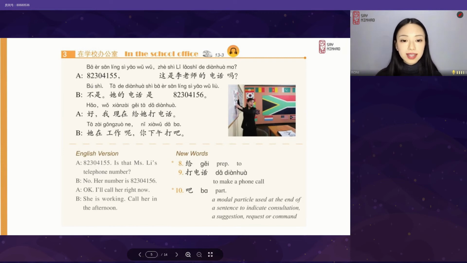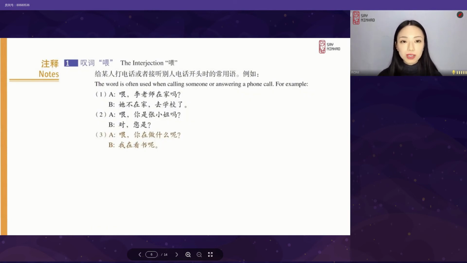不是，他的电话是82304156。他在工作呢，你下午打吧。Okay, this is all for our text, and now let's try to move on to the language point part.